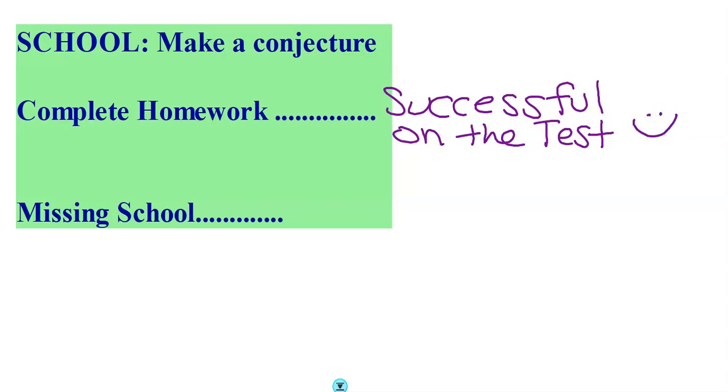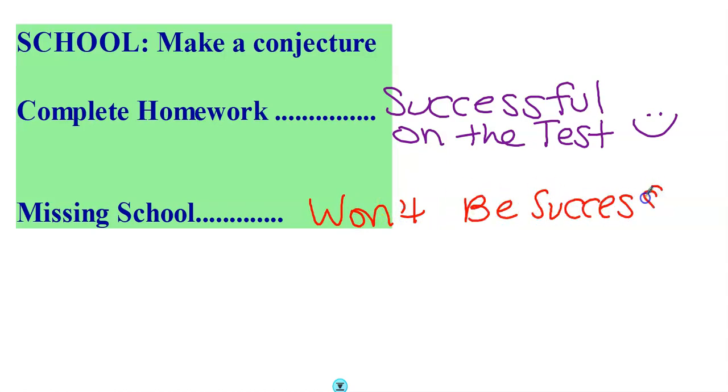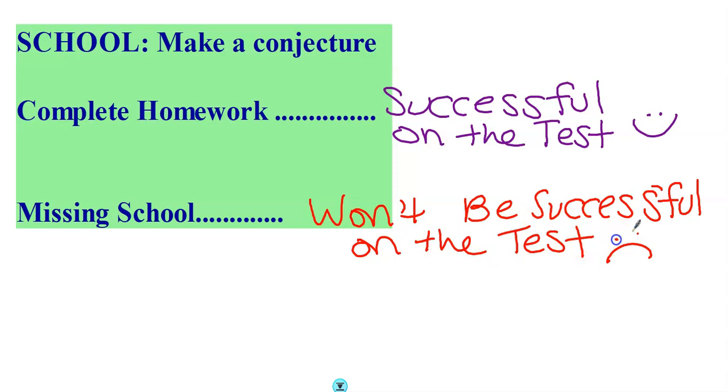Missing school, we won't be successful. That can be a conjecture: you won't be successful on the test because you've missed the material. So those can be good examples of a conjecture, okay?